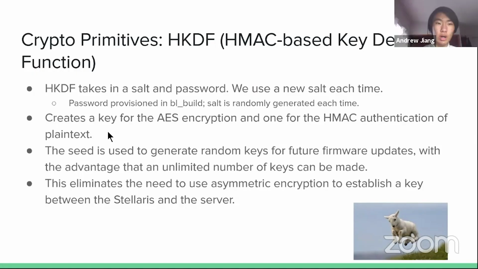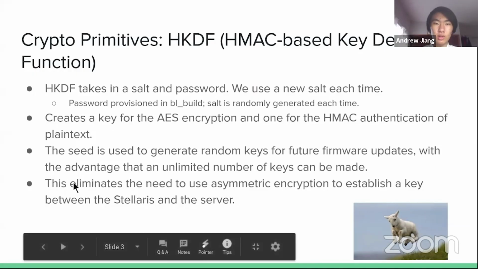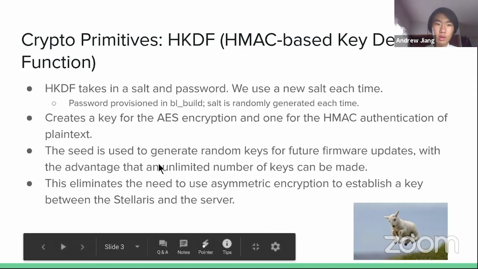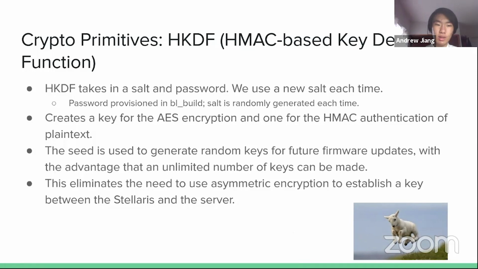So in order to generate our cryptographic primitives, we decided to use HKDF. That way we can generate an unlimited number of keys as we needed without having to store all of it on a list in the bootloader, which may have taken up more space than the Stellaris could have handled. So we pass a salt and a password, and we use it to generate our AES encryption and HMAC keys.